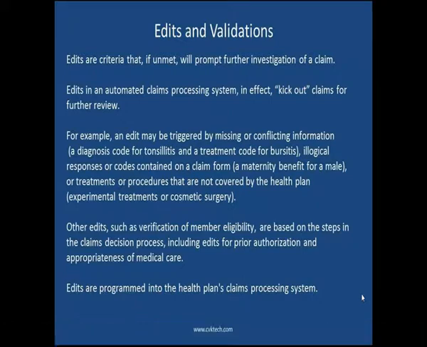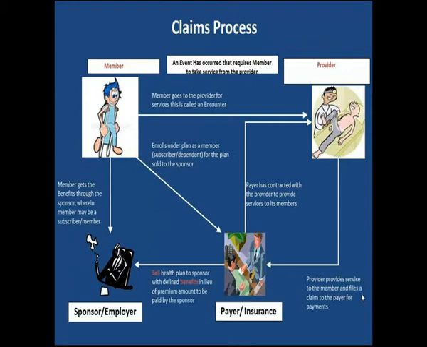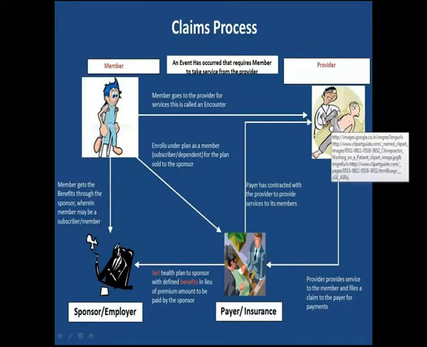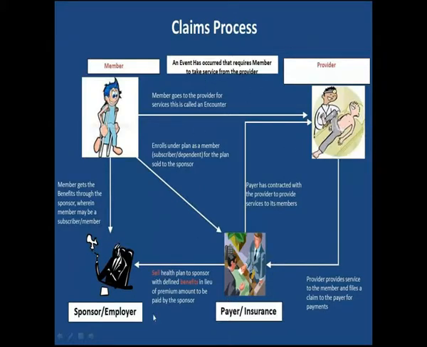Yes, sir. Okay. Now we have seen how to submit the claim, claim intake and submission, and we have also seen what exactly we do in claim adjudication. Now we'll look at the claim process flow, how the claim workflow is in real time. This gives details about how the claim flows from a member to the sponsor or the employer, the payer or insurance company, and the provider, and how each stakeholder is related in the claim.